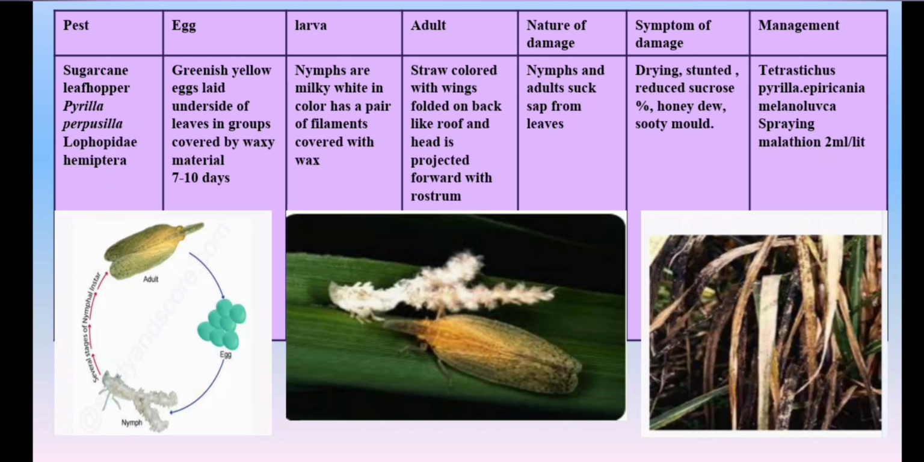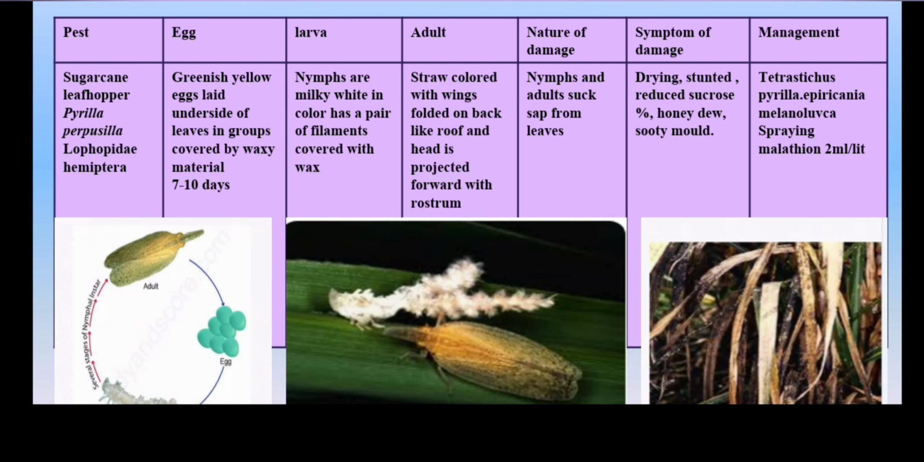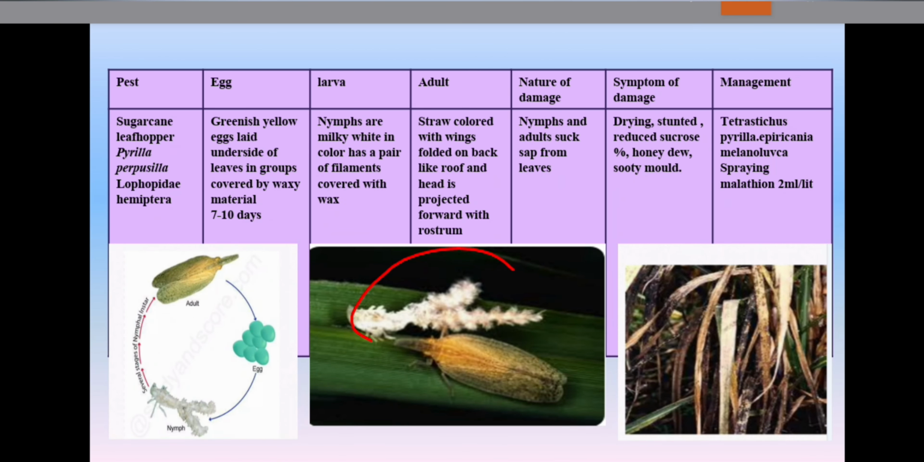Nymphs. Here these nymphs look a little different. You can see in the image how the nymph looks. Nymphs are milky white in color and a pair of filaments are present on the body which are covered with wax. Here you can see this is the nymph, and the nymphal body has a pair of filaments like this. These are covered with wax.